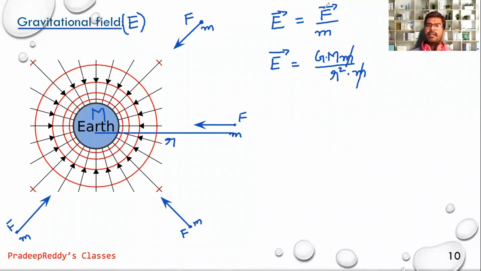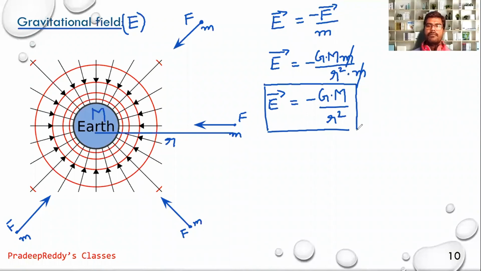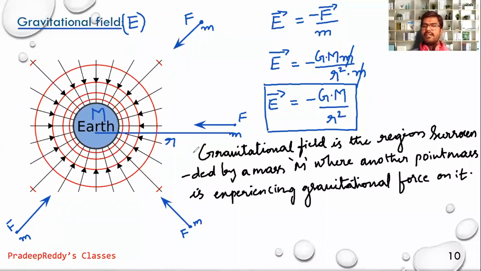And of course, gravitational force, we are taking it negative. Therefore, it is towards the center of the Earth. As a result, the negative sign will be carried forward in the gravitational field also. So gravitational field E can now be written as minus capital G, capital M divided by r square. This is the equation for gravitational field. Right? So the definition of gravitational field can be written as: it is the region surrounded by capital M mass.